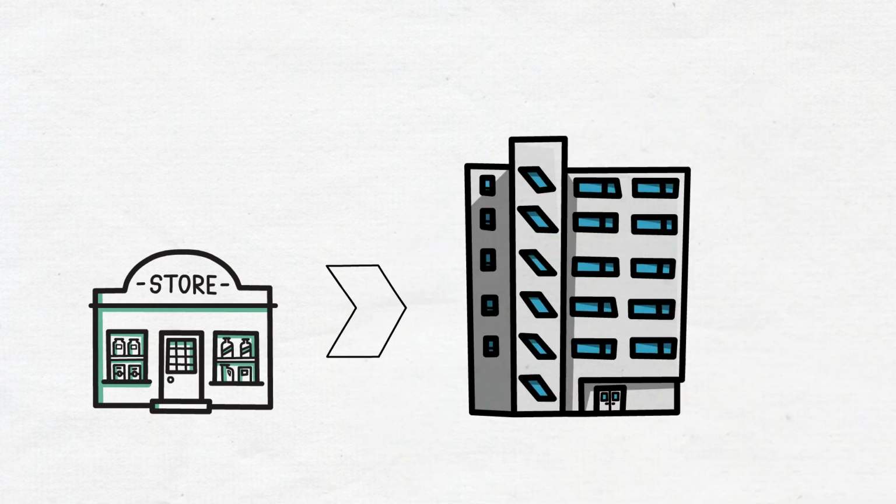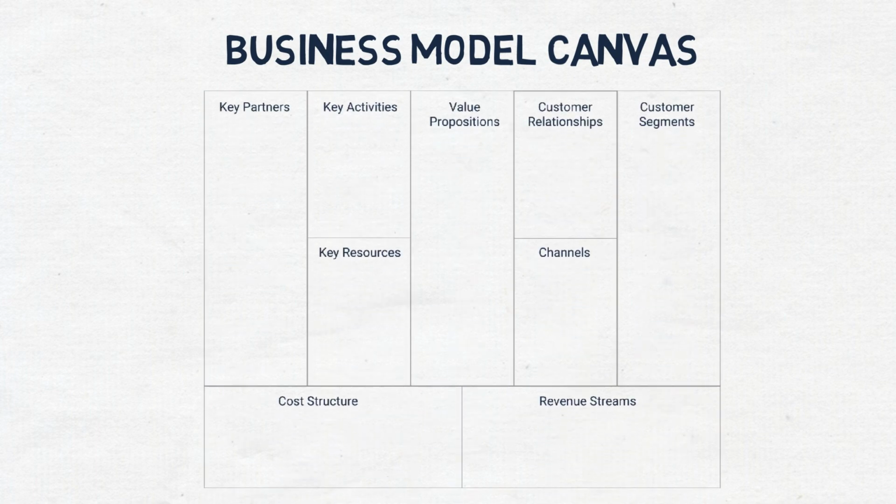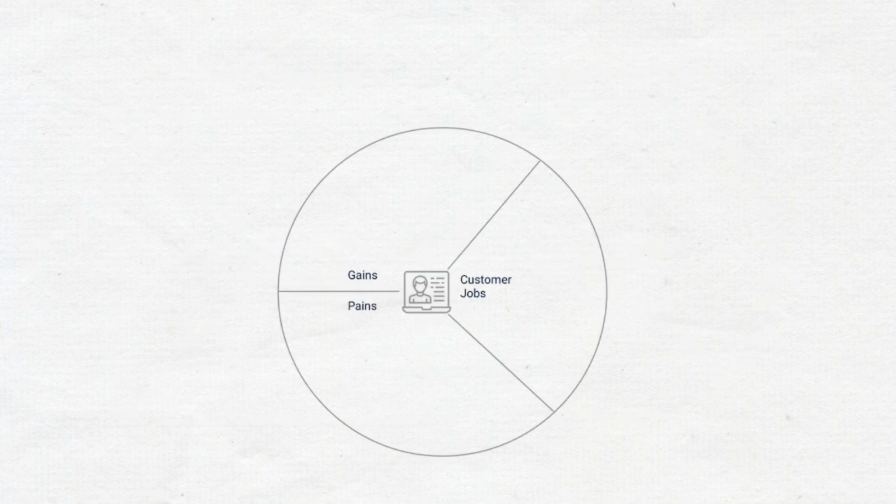The value proposition canvas can be utilized for both new product offerings and existing products. This tool stems from the business model canvas, which we'll cover in depth in another video. There are two components to the value proposition canvas: the customer profile and the company value proposition. Let's start with the customer profile.